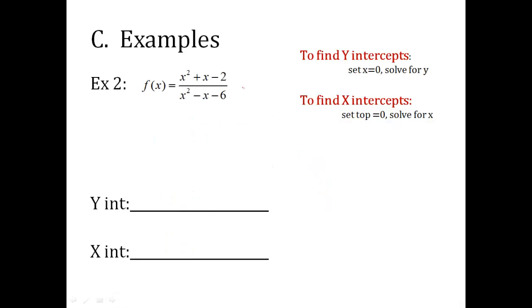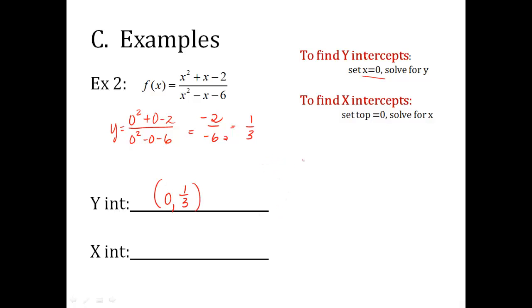Another example, finding y-intercepts first, set every x equal to 0. So I have 0 squared plus 0 minus 2 over 0 squared minus 0 minus 6. So what I really have here is negative 2 over negative 6, which reduces to positive 1 third. Remember, this is my y, so my y-intercept is (0, 1/3).